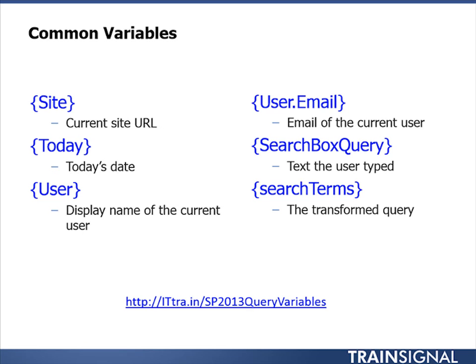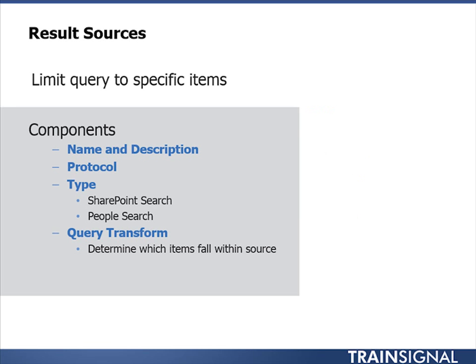Now, the way that this is going to be broken down is by utilizing different variables. You'll notice I've highlighted a few here, where site is going to be the current URL, today is going to be today's date, user is going to be the display name of the current user, user email is going to be the email address of the current user. Our search box query is going to be the text that the user actually typed in, while the search terms are going to be the transformed query as it currently sits. If you want to see the rest of the variables, you'll notice that we've provided the link right there. Now, in order to set up our transformations, we're going to set up our result sources, and then in turn, our rules.